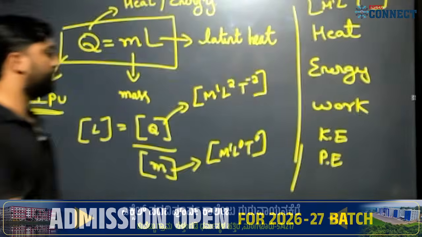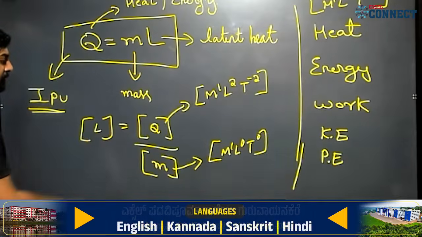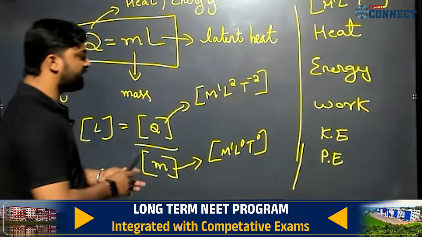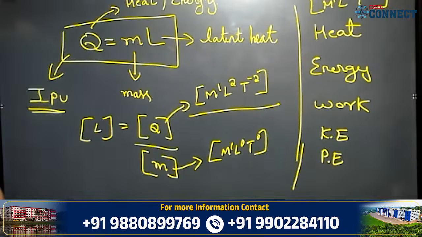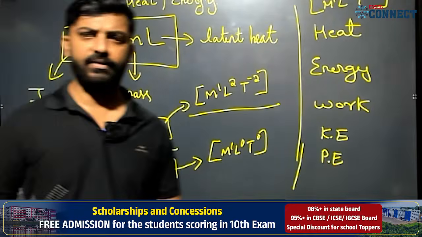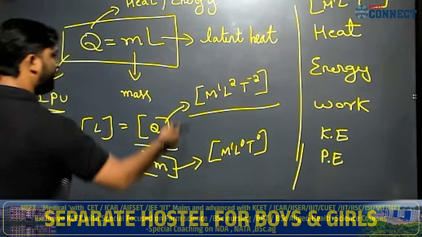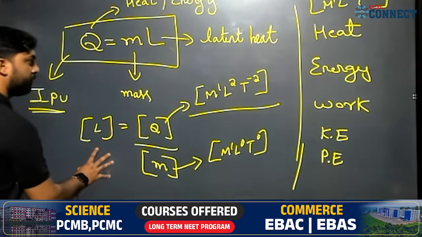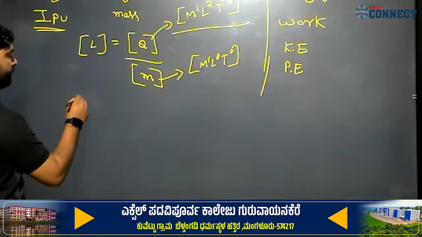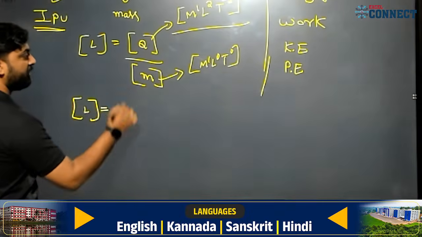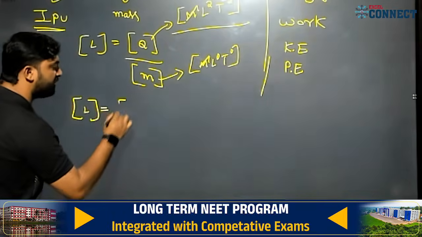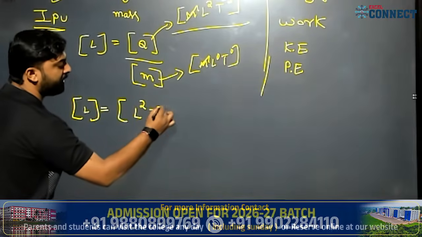Okay, so solve these two things. What will you get? Here M and M cancel, right? Divide this. Here M1 and here M1 cancel. So L2 T minus 2, right? What is the dimension of L? After solving this, M1 cancelled, L2 remains, L0, T minus 2, T0. So the answer is L2 T minus 2.